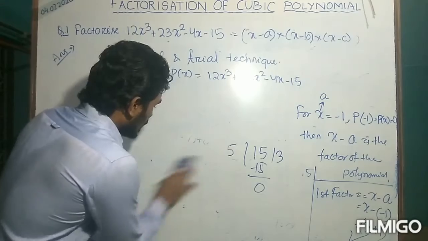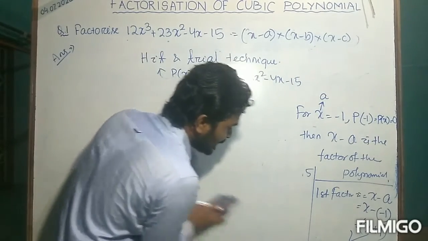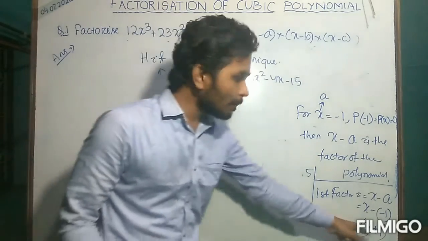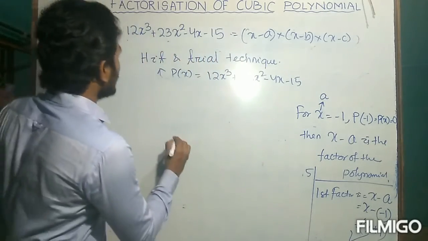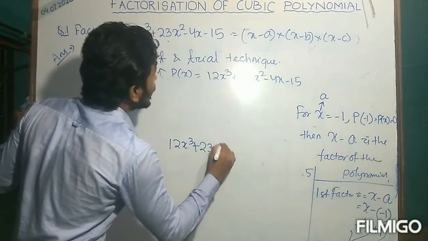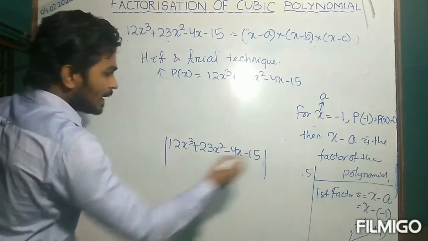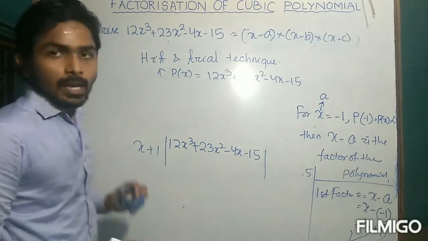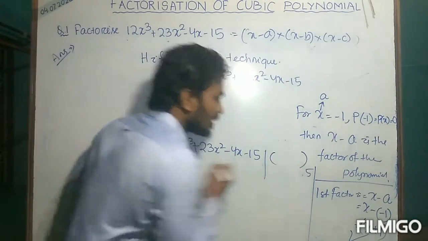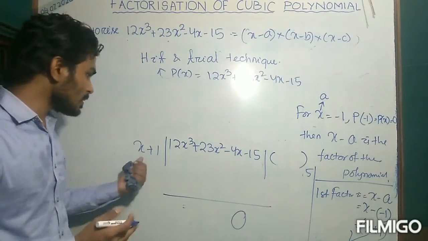Clear? So now our target is to find the other two factors. How can we find them? We can find them by simply dividing this polynomial by this factor. Suppose I am writing here 12x cubed plus 23x square minus 4x minus 15 should be divided by x plus 1. So when this polynomial is divided by x plus 1, we get something as quotient, but we get 0 as remainder. Yes or no? Yes, because this is the factor.